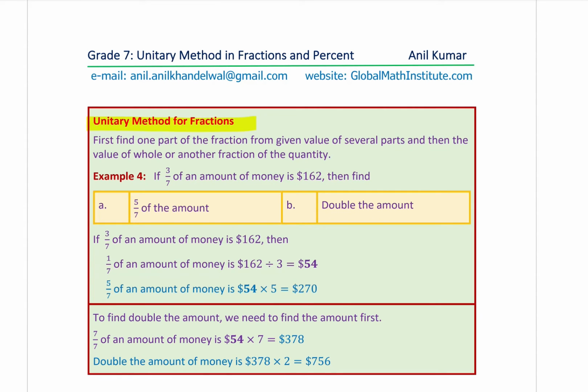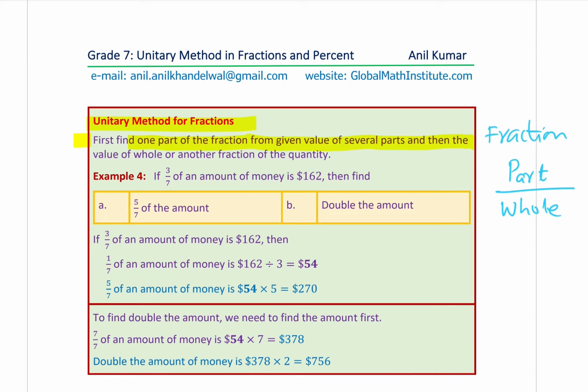The thing is now we'll not have the whole numbers. We'll have the fractions and see how. And the strategy is still the same. First find one part of the fraction from the given value of several parts of the fractions. So whenever we say fraction, fractions means what? Let's understand this. Fraction means part over whole quantity. Is that correct? So that is what fraction is.